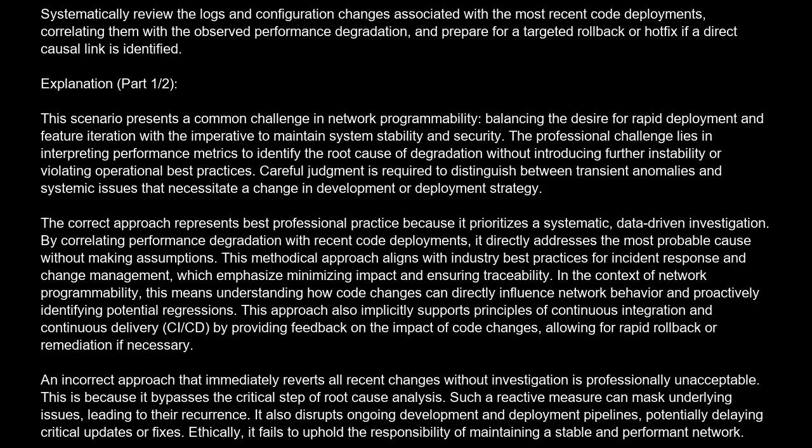An incorrect approach that immediately reverts all recent changes without investigation is professionally unacceptable. This is because it bypasses the critical step of root cause analysis. Such a reactive measure can mask underlying issues, leading to their recurrence. It also disrupts ongoing development and deployment pipelines, potentially delaying critical updates or fixes. Ethically, it fails to uphold the responsibility of maintaining a stable and performant network.